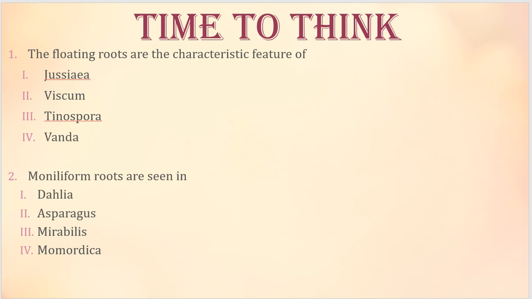The floating roots are the characteristic feature of, this is the first question. As I gave you a hint, Jussiaea is the only aquatic plant and the other three are terrestrial plants. So the answer is Jussiaea here. The second question, moniliform roots are seen in. Here Dahlia, asparagus, Mirabilis are examples for tuberous roots. Momordica is the answer. In Momordica, we have moniliform roots.